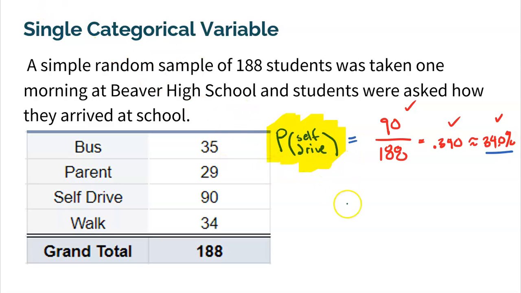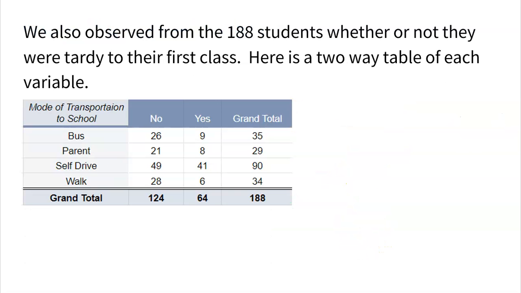Pretty basic, pretty simple. And again, we could also say, oh, I wonder what proportion of kids walk to school. And again, notice that notation. That's all that is. And we do 34 out of 188. And you guys can grab a calculator and figure that out. Very simple. All right, let's talk about looking at some statistics from a two-way table.